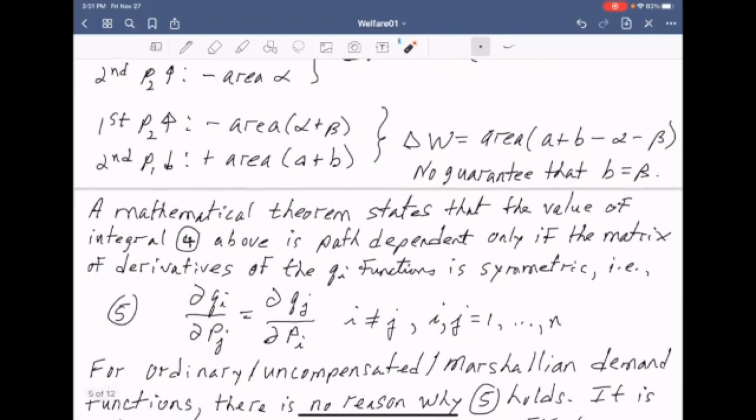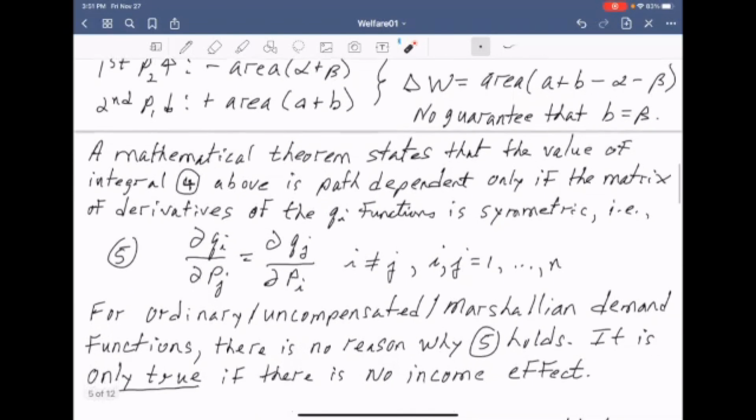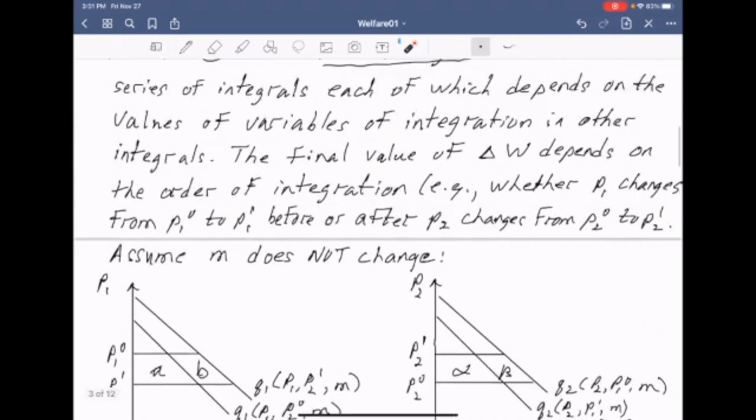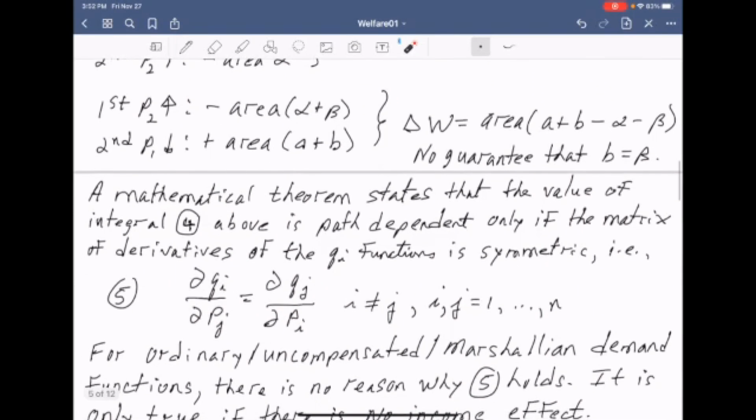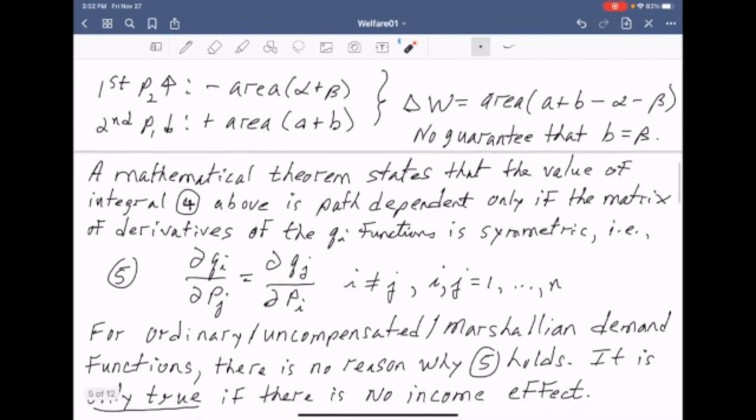So a mathematical theorem states that the value of the integral 4, this integral up here, is path independent only if the matrix of derivatives of the Q_i functions is symmetric. In other words, that the partial of Q_i, the ordinary demand function i, with respect to P_j, is equal to the partial of the Marshallian demand j with respect to P_i, i not equal to j, and i and j running from 1 to n.